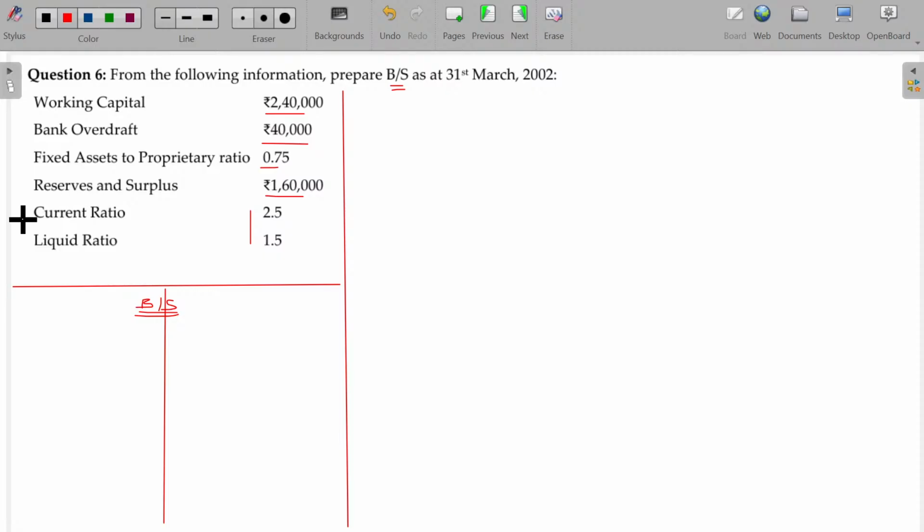We'll start with the ratios here. Number 1, current ratio. What's the formula for current ratio? Current assets by current liabilities. The value being 2.5 by 1.5. Second formula being for liquid ratio. Liquid assets by definitely here liquid liabilities. It's not current liabilities because we have the bank overdraft. 1.5 divided by 1. And we have been given the fixed assets to proprietary ratio. Fixed assets to proprietary ratio. Proprietary fund.